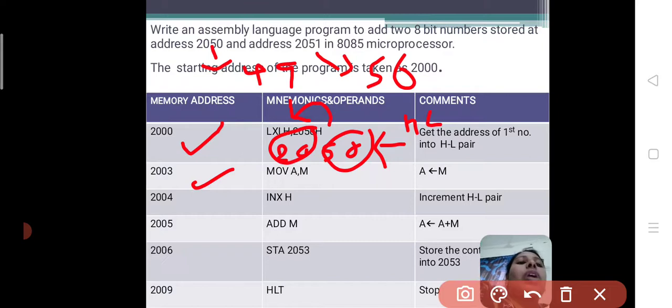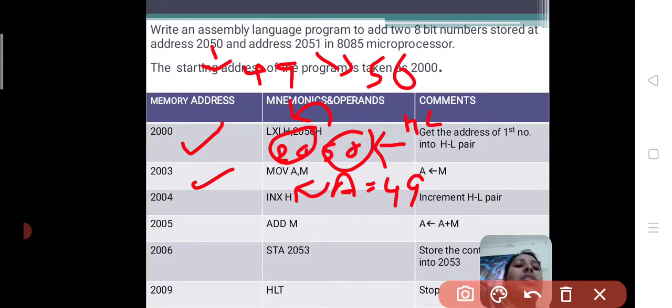Next, MOV A, M. Here M is nothing but the first memory address, so M means 2050. Whatever contents are present in 2050 are moved into A. In 2050 the data is 49. So after performing the move operation, A equals 49.